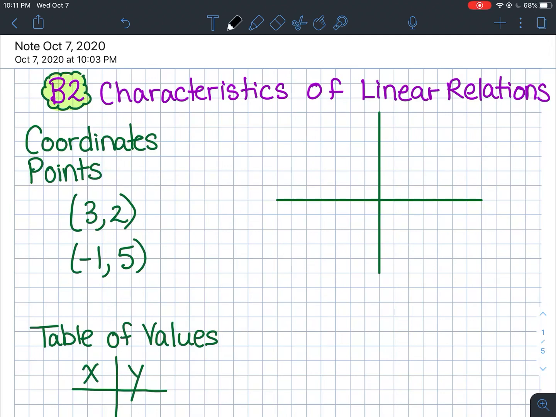Okay, this is an intro video to B2, our expectation, that is called Characteristics of Linear Relations. Okay, so let's start off with looking at a graph.